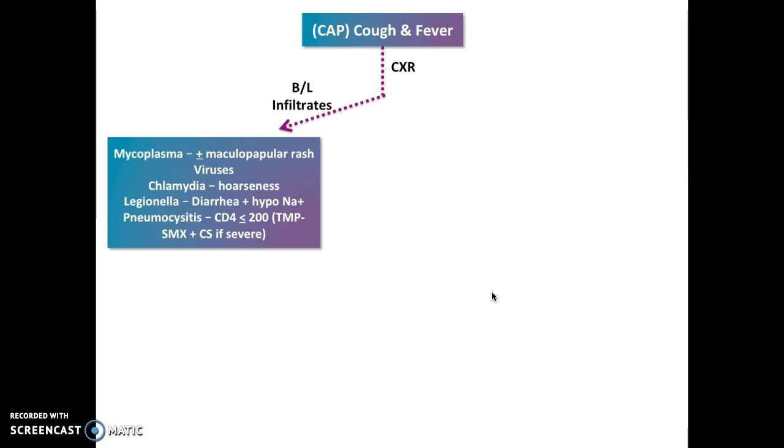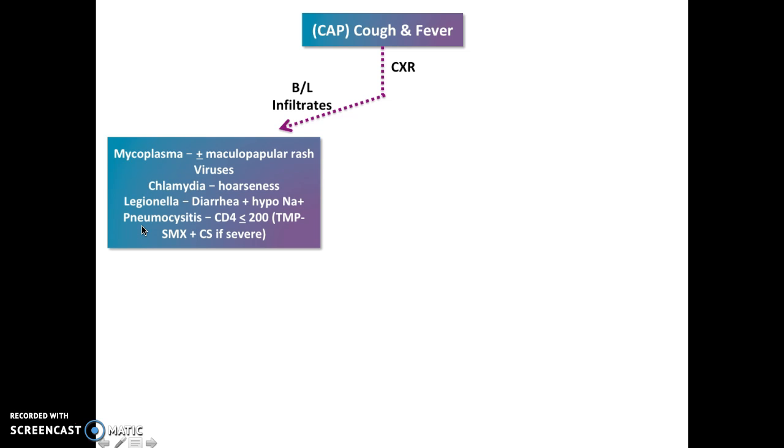A lot of these vignettes will tell you about different bugs and how they're related to a certain type of feature. So Mycoplasma is typically in teens and young adults, and it may or may not come with a maculopapular rash. Viruses are a common cause. Chlamydia comes with hoarseness. Legionella is really popular because this is pneumonia that is accompanied by diarrhea and hyponatremia on labs.